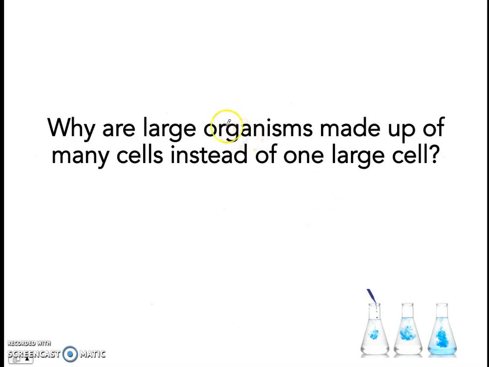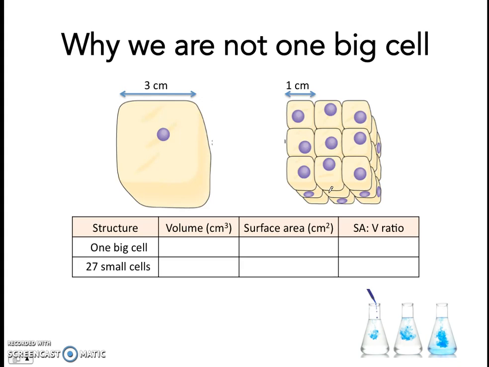So a related question is, why are large organisms made up of many cells instead of one large cell? And to answer that question, I want you to look at this scenario here. Alright, I want you to again do the same thing. Compare one big cell to 27 small cells, which are the same volume but it's divided into small cells. Okay, so compare these two and look at the surface area to volume ratio again.